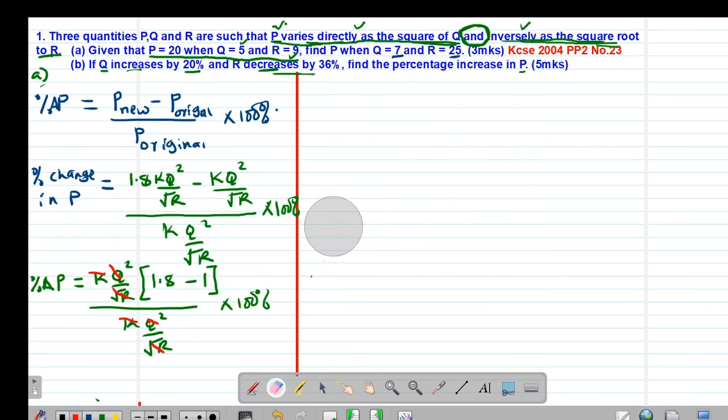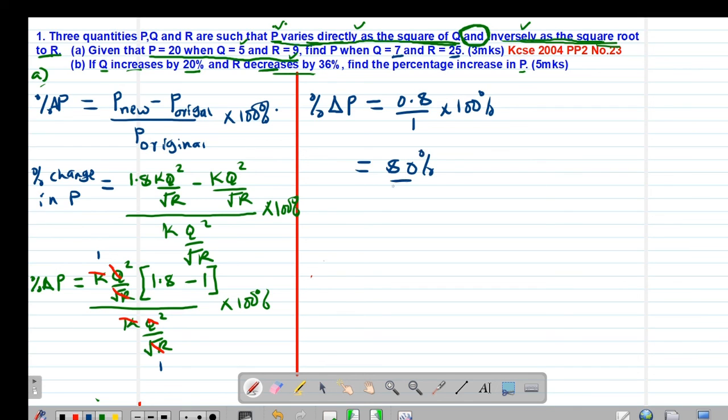So we are going to remain with the following as our answer. The percentage change in P, remember the triangle simply represents a change, will be given by 1.8 minus 1, which gives 0.8, then divided by 1, then of course multiplied by 100%. So this is going to give me 0.8 times 100. I'm going to get 80%.